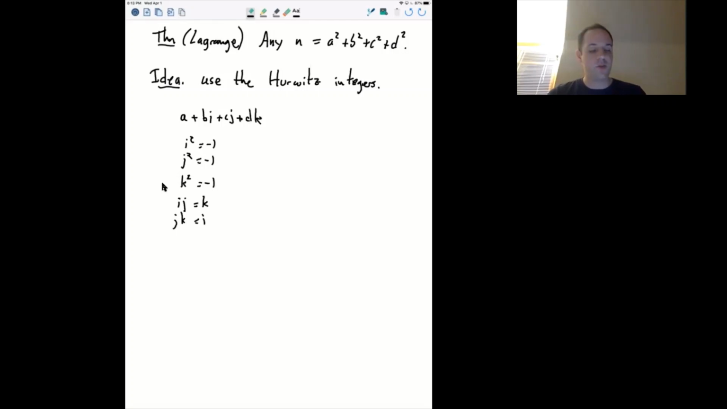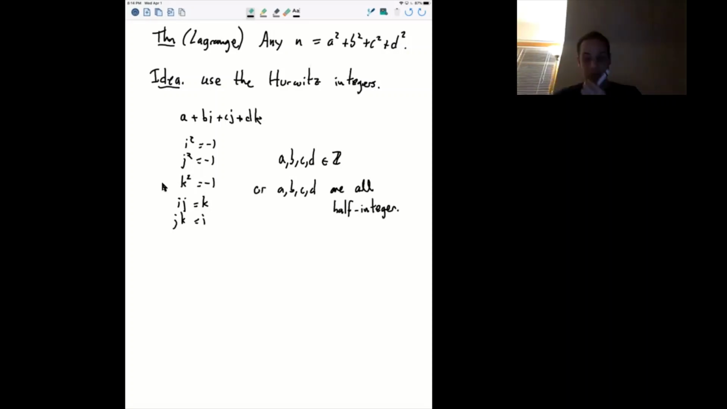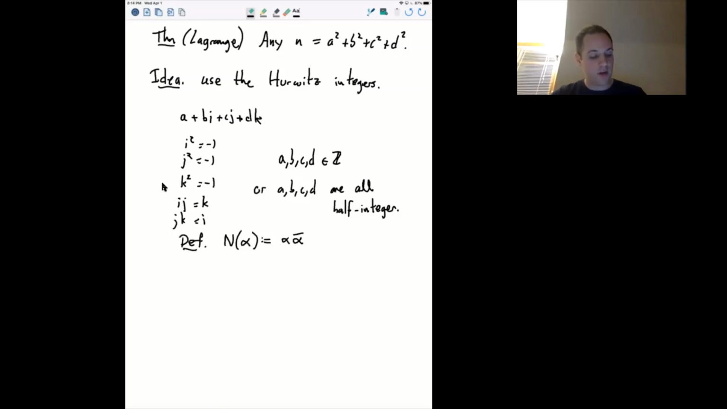Okay, so this is some new number system that's slightly more advanced than the complex numbers, and you can again look at those which have integer coefficients. So the Hurwitz integers are those for which a, b, c, and d are all integers, or a, b, c, and d are all half integers. Okay, so that's some number system, and you have a norm again. The norm of some Hurwitz integer alpha is defined to be alpha times alpha bar. This is the definition. Where alpha bar, if this one is alpha, is just a minus bi minus cj minus dk. So you just take the conjugate on all the different imaginary parts.